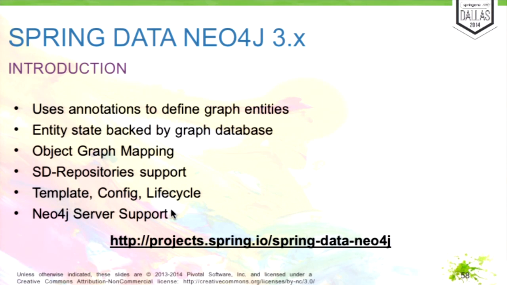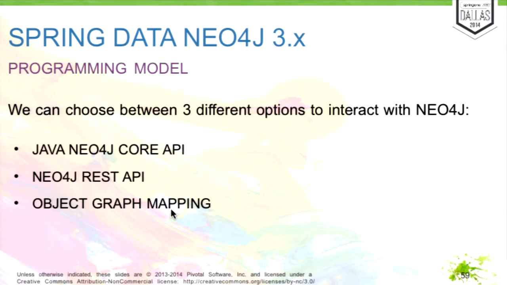Besides the object graph mapping that we already know, it also provides Spring repository support, so the interface-based repositories that you might know from Spring Data projects. They are also available for Spring Data Neo4j. The convenient Java configuration or XML configuration that you're used to from Spring Data projects is also available. Lifecycle methods, so you get events when entities are saved, deleted, and so on. And it also supports Neo4j server. And we will show that in a bit. So that's everything you would expect from a Spring Data project.